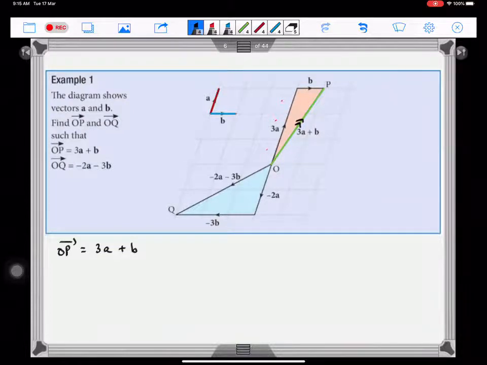Now, what's the other one? That is OQ. OQ is minus 2A minus 3B. That means A is going up, so minus 2A is this one. Minus 3B is this one. 3 times B, but the direction is reversed. Therefore, start till the end. This is minus 2A minus 3B. This is the vector. So that's how you do this basic addition and subtraction of vectors. And of course, the scalar multiples are also involved.